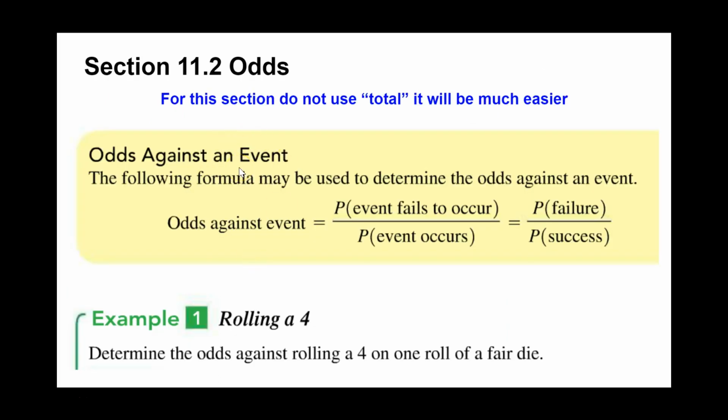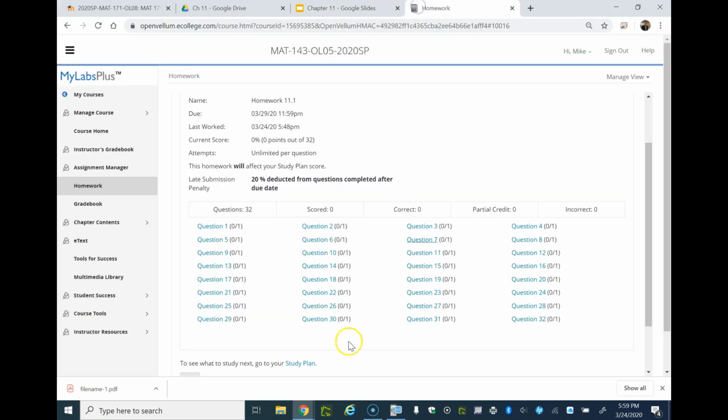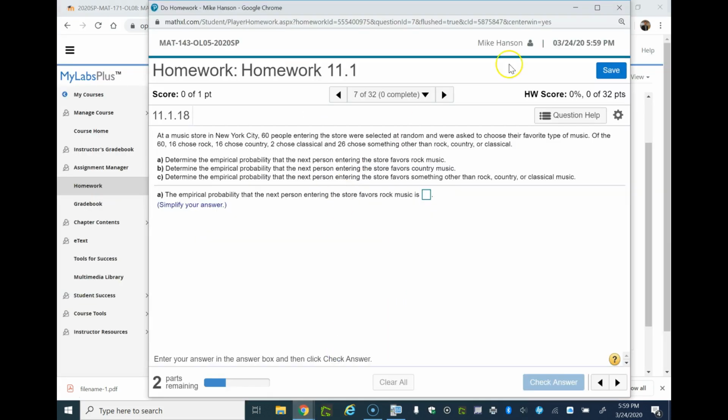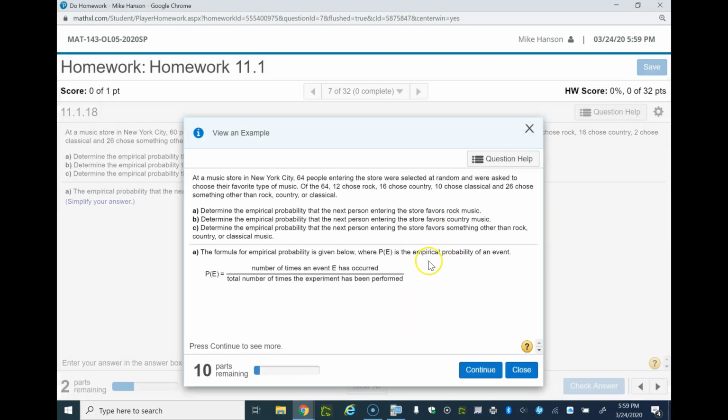So I'm going to stop here. I'm going to go to MyMathFest+ in section 1 and work a few problems from there so you can get an understanding of, or look at, a couple of the viewing examples. Looking at this viewing example here, they're asking what is the probability of us getting a store favorite of rock music.